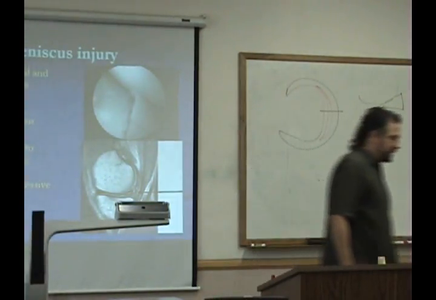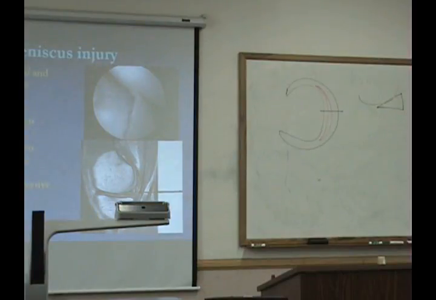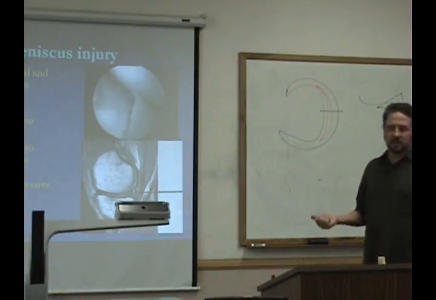And then again, if somebody is like this and they're twisting and then they get hit right there, everything's all loaded and torqued, so you can do your ACL, medial meniscus, MCL all together.